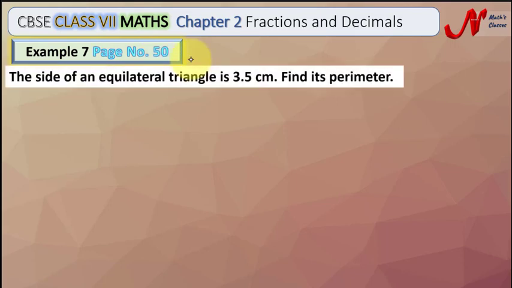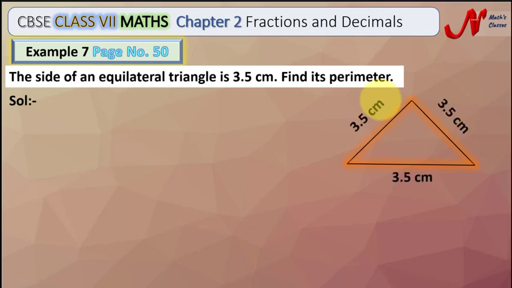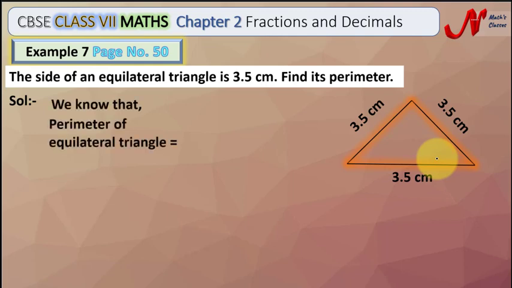Now we solve example 7, page number 50. In this problem it is given that the side of an equilateral triangle is 3.5 centimeters. Find its perimeter. We already know that an equilateral triangle means each side has the same length, that is, each side of the triangle is 3.5 centimeters. So the perimeter of the equilateral triangle is equal to 3 into side. Here each side is 3.5 centimeters. So we multiply 3 into 3.5.